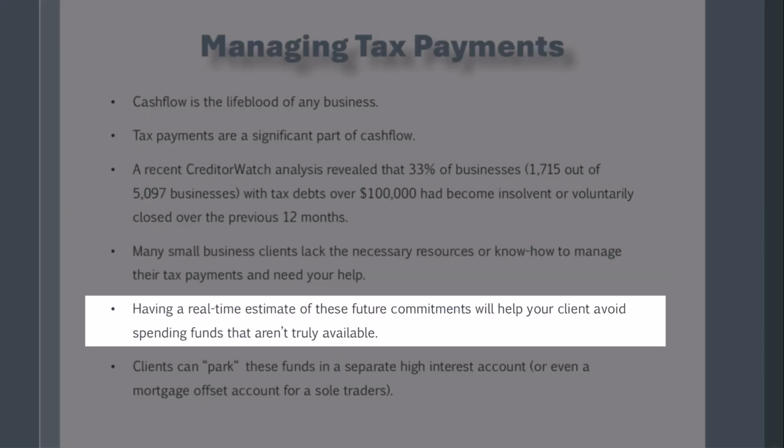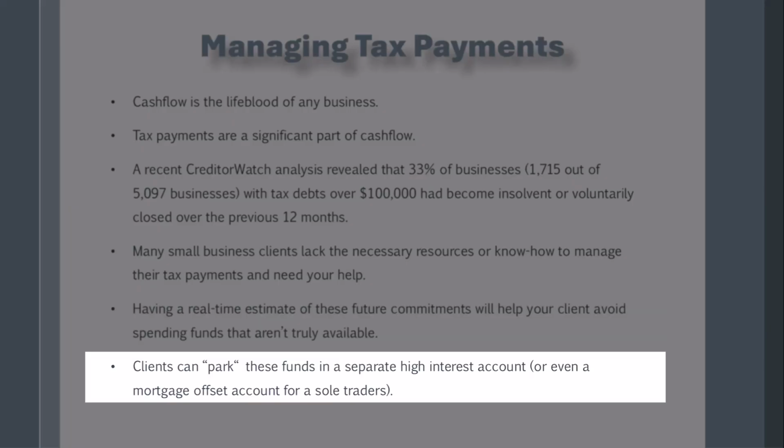Being prepared for future commitments can help your clients avoid spending funds that aren't truly available. And there's always the option of using a high interest account or a mortgage offset account, if they're a sole trader with a mortgage, to make their tax money work for them.